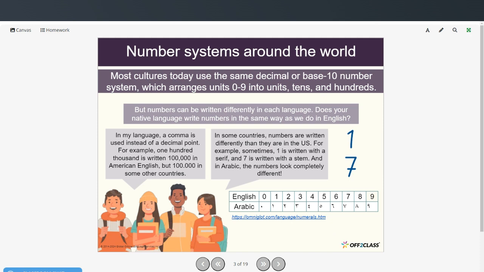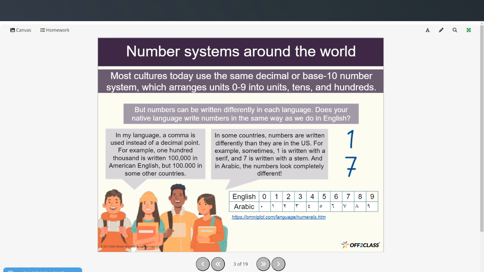So most cultures today use the same decimal or base 10 number system, which arranges units 0 to 9 into units, tens, and hundreds, but numbers can be written differently in each language. And does your native language write numbers in the same way as we do in English? This person says, in my language, a comma is used instead of a decimal point. For example, 100,000 is written 100, comma 000 in American English, but 100.000 in some other countries.